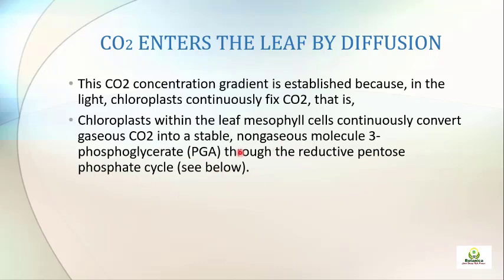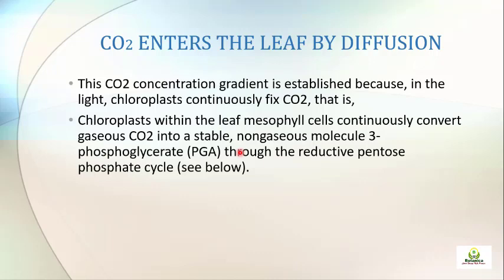So when there is active photosynthesis, carbon dioxide from the intercellular spaces is continuously diffusing into the chloroplast, and the Calvin cycle is in process. That Calvin cycle is responsible for fixing that CO2, or we can say CO2 is constantly used by the Calvin cycle and the chloroplast, and CO2 is converted directly into PGA, which is a non-gaseous, stable compound.